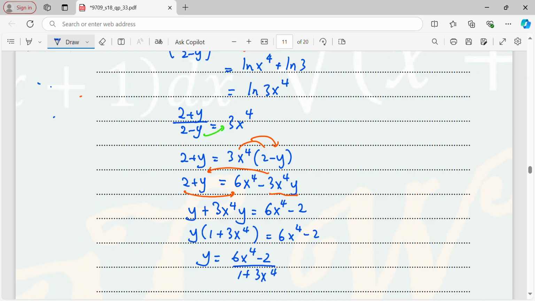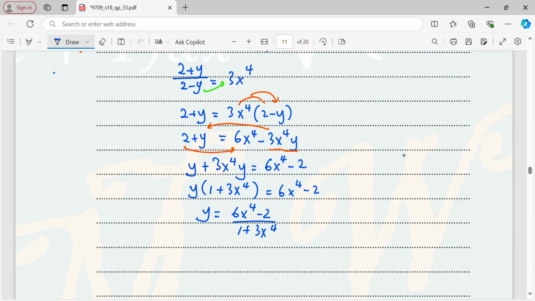So that is our working. This is not yet the final answer because I noticed that the common term in my numerator is 2. So you may factorize a 2, then you will be getting (3x^4 minus 1) over (1 plus 3x^4). So this is our y expression.